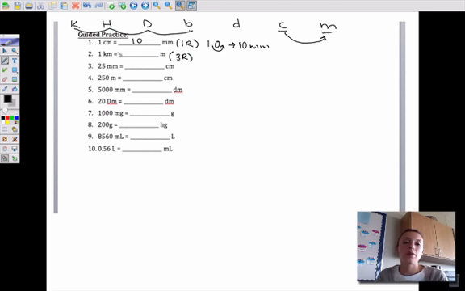Once I do that, I'm going to take however many kilometers I have, so 1 kilometer, and I need to put my decimal point after the whole number. And then I'm going to move that decimal point over 3 spots to the right. So 1, 2, 3 spots to the right, and put zeros in those empty spaces. So 1 kilometer becomes 1,000 meters.